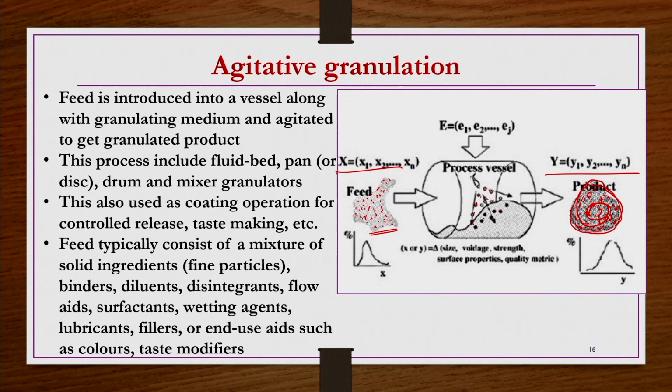Then the feed typically consists of a mixture of solid ingredients, that is, fine particles or the active ingredients that I have been telling, then some kind of binders, something like polymer solutions or some kind of solvents or slurries, etc. Diluents may also be there, disintegrants, flow aids, surfactants, wetting agents, lubricants, fillers, or end use aids such as colors, taste modifiers, etc.